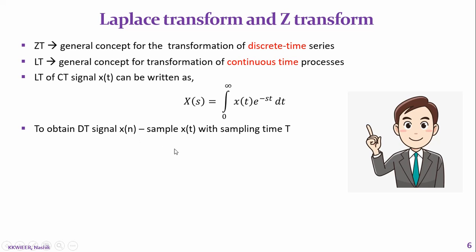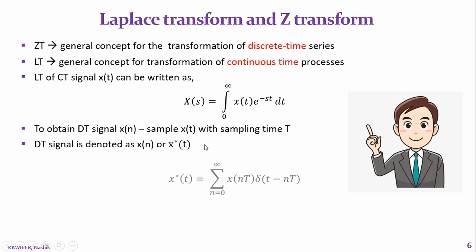discrete in nature. Now, if you want to convert this x of t, that is your continuous signal, into a discrete signal, what will you do? Sampling. So sample this x of t with respect to sampling time T. Now, instead of writing x of n, you can also say x conjugate t. So both will have the same meaning. So this x of n or x star of t can be given as summation n runs from 0 to infinity x of nT delta t minus nT.